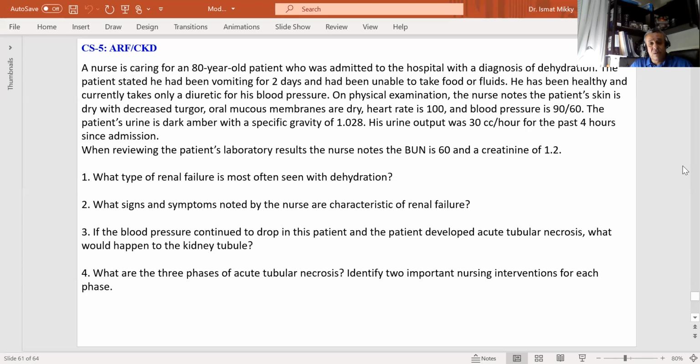So if the blood pressure continued to drop in the patient and the patient developed acute tubular necrosis, ATN, what would happen to the kidney tubules? The normal functions of the kidney tubules are reabsorption of electrolytes, maintenance of acid-base balance, and concentration of urine. All of these functions will be impaired.